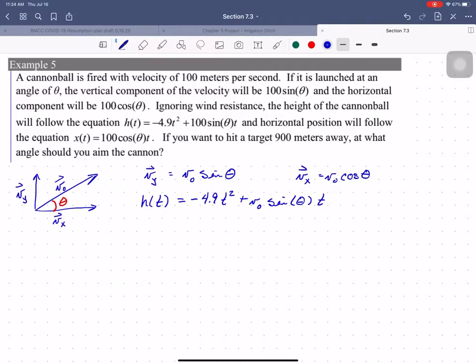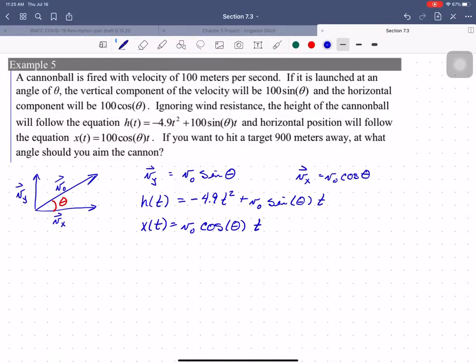That is the vertical position of your launched object. The horizontal position, in other words, how far it goes away from launch, is given by your initial velocity multiplied by cosine of that angle multiplied by time. Okay, so there's our equations. Now, we've got a cannon that fires our projectiles with an initial velocity of 100 meters per second. And we want to hit a target 900 meters away. The question is, at what angle should we aim our cannon?